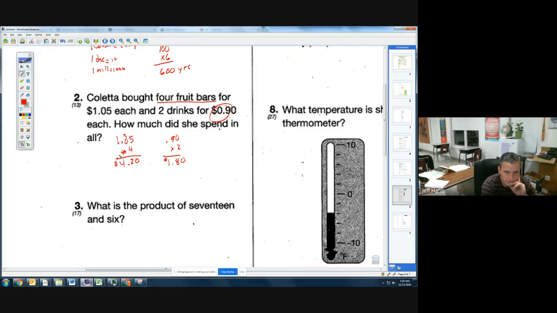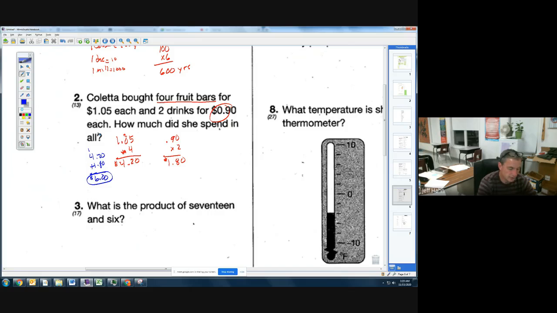And then if you are finding how much for both of them, we put those 2 numbers together, $4.20 plus $1.80, and you end up with $6 total. Make sure you give your answer in money form because that's how it was given to us, $6.